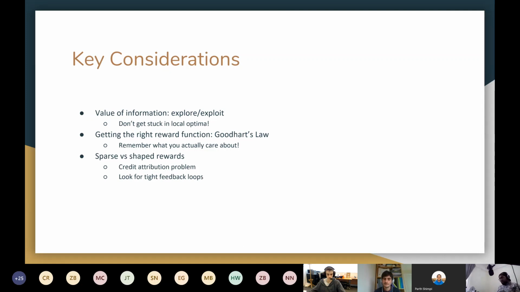There are different kinds of reward, and if you have a sparse reward, you need to be able to understand long-term planning and be able to do things when you don't really get feedback telling you whether what you're doing works or not. This leads to a lot of problems, like the credit attribution problem. You just don't know what to learn from your experience. One way that you can try making life easier for yourself is looking for things with tight feedback loops.